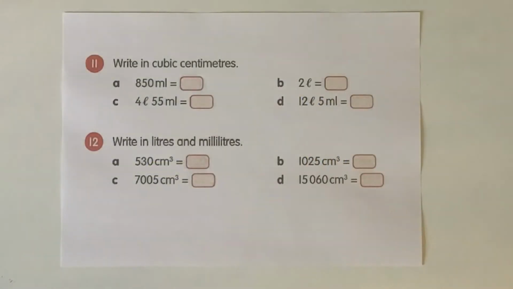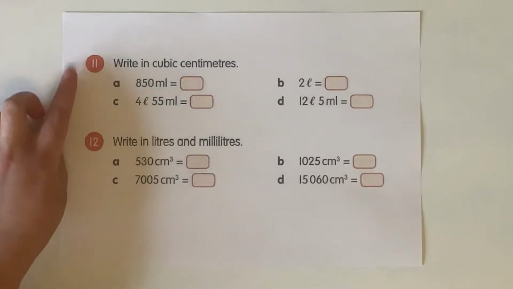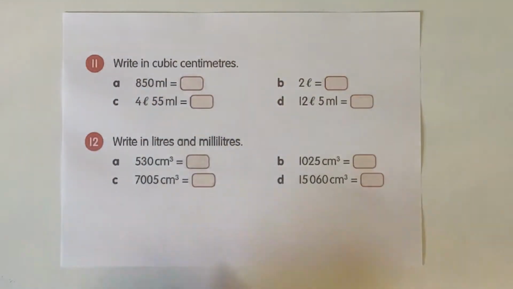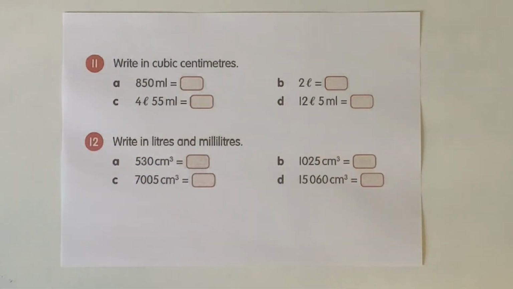Now I'd like you to have a go at practising finding the equivalents. I want you to have a look at question 11 and question 12. Question 11, you're finding the equivalents to write in cubic centimetres, and question 12, finding the litres and millilitres. So pause the video and have a go.